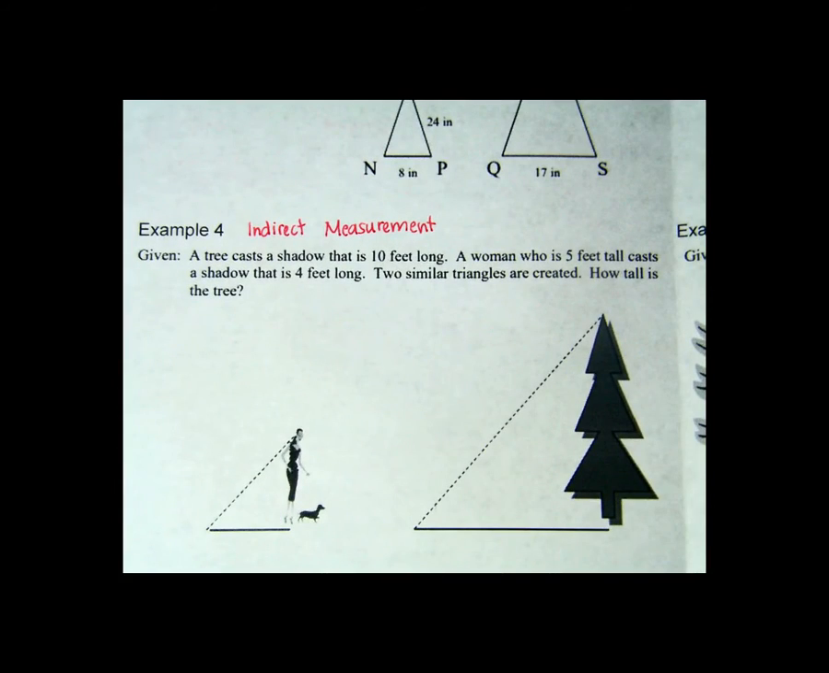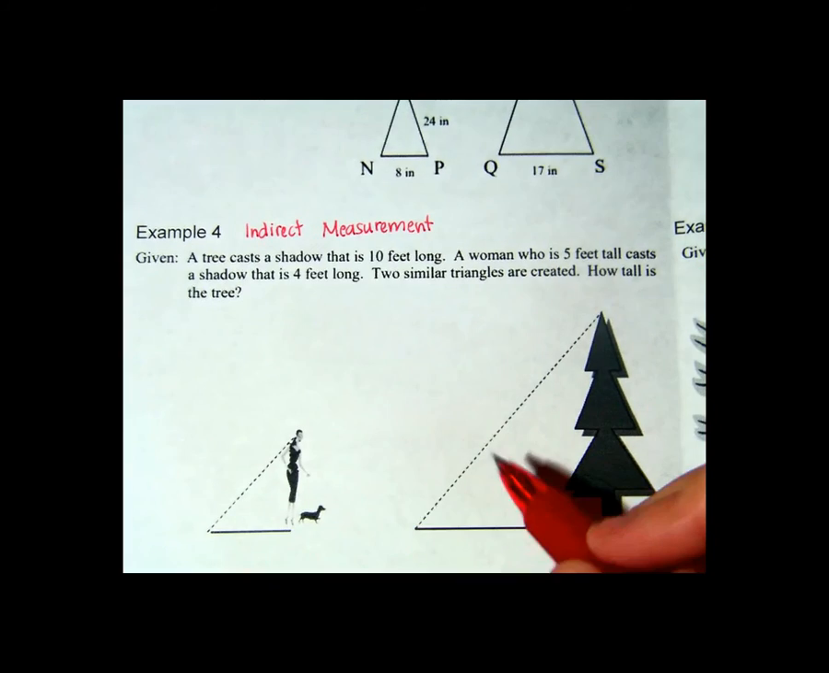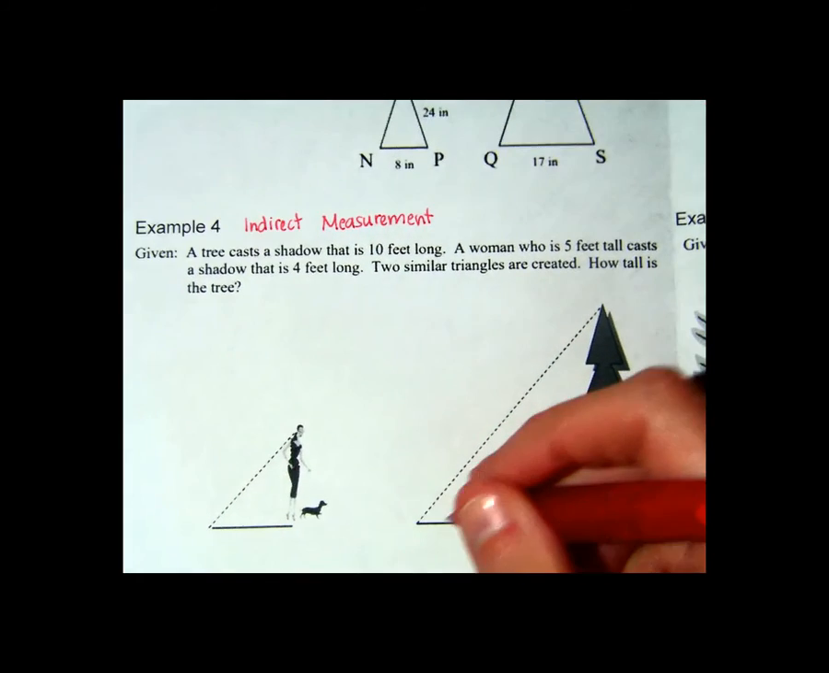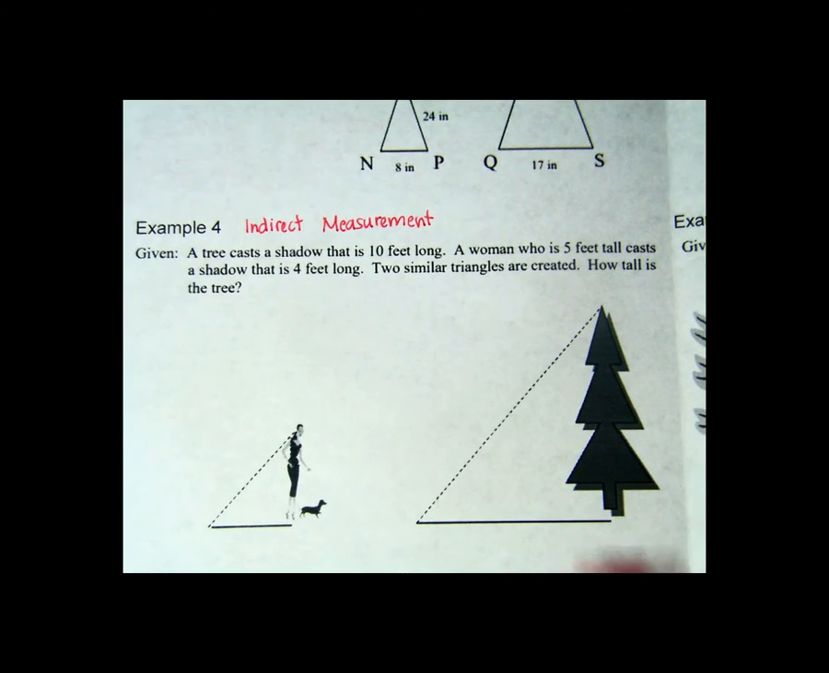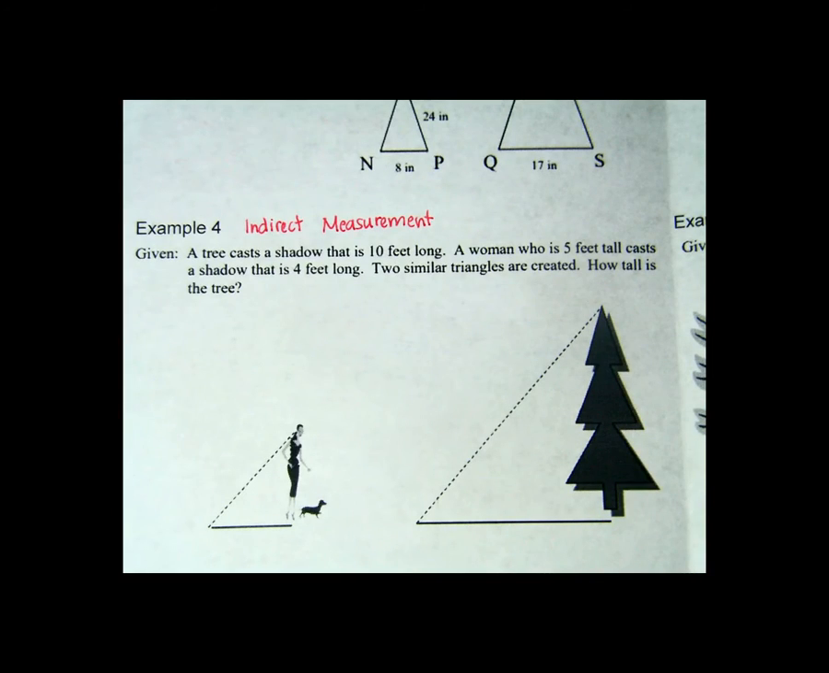Based on the shadow, the sun rays come down parallel. This is a right angle here, and this is a congruent angle because they're corresponding. They come down in parallel lines, so we have two similar triangles. Based on that, we can figure out how tall this tree is by indirect measuring.